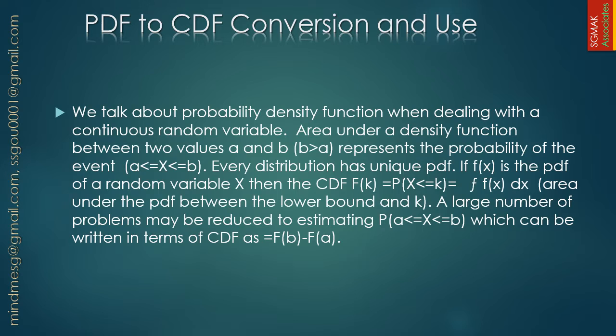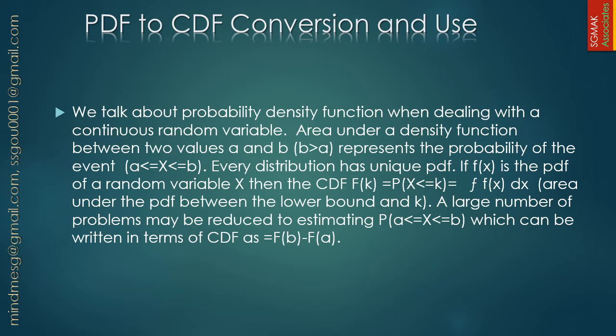If f(x) is the PDF of a random variable x, then the CDF, typically represented by capital F of k, is probability x takes value less than or equal to k, or is equal to the area under the density function between the lower bound and that specific value k.